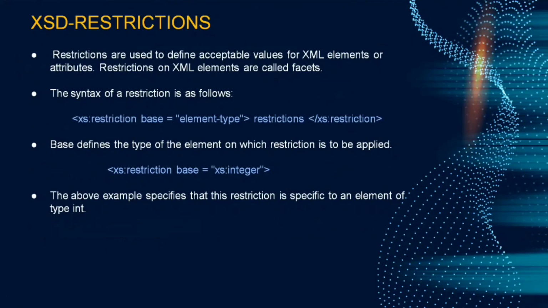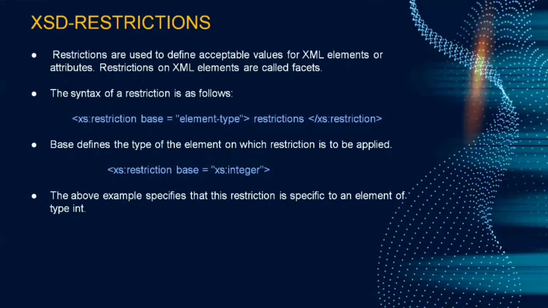Restrictions in an XML schema. Restrictions are used to define acceptable values for XML elements or attributes. Restrictions on XML elements are called facets. Generally, if you want to restrict a value of an element, like you don't want the name to be an integer and you don't want the marks to be a string, that is when we use restrictions. Or you want to set it to a particular range of values or a set of values, or you want it to be a particular length or a particular pattern. This is when we use restrictions on either attributes and elements in an XML schema.